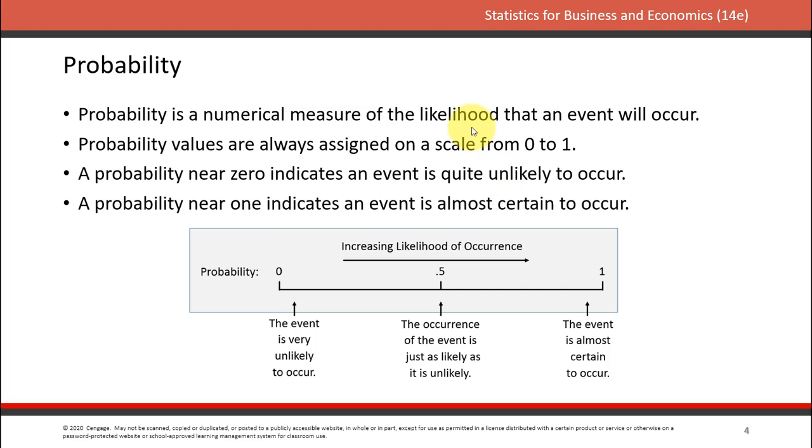So we might talk about what's the probability that it's going to rain tomorrow, or what's the probability that I roll a 6, that I get a 6 when I roll a die, or what's the probability that the stock price will move up, or what's the probability that sales will increase if we take some kind of measures in our company. So what do we mean? What do we mean by probability?